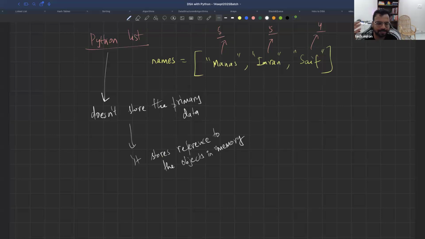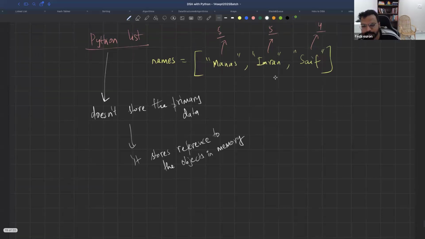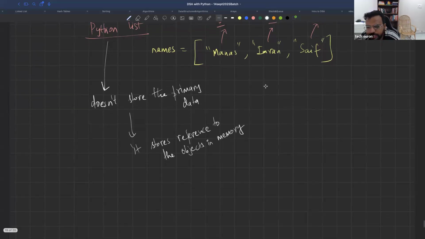And many times you will hear that Python is slower than C, Python language is not as fast as C. This is the reason why we say that. What happens in C is that whatever data you are storing is actually stored in the list. But in Python, the data is not stored in the list. Only a reference to the data is stored in the list.